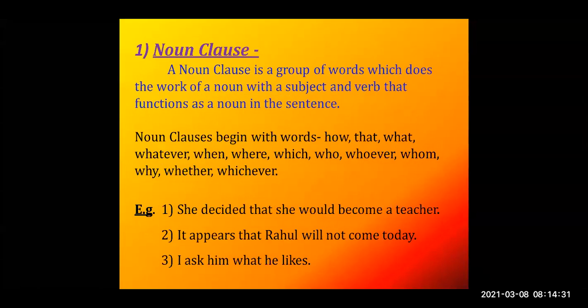See, first, the definition of a noun clause. A noun clause is a group of words which does the work of a noun, with a subject and a verb, that functions as a noun in the sentence. Okay, what is the definition? A noun clause is a group of words which does the work of a noun with a subject and a verb that functions as a noun in the sentence.